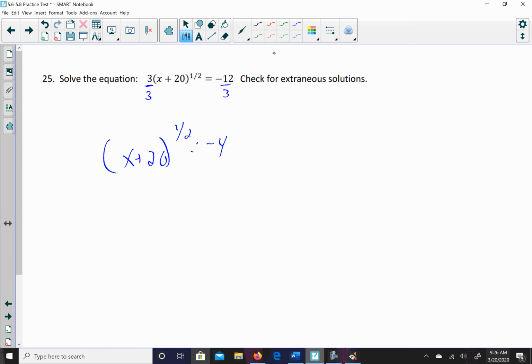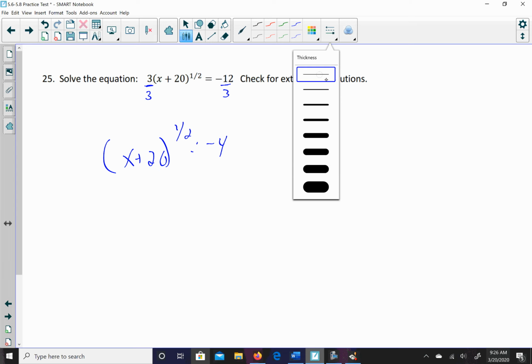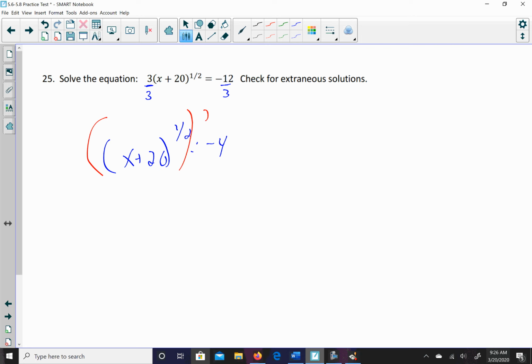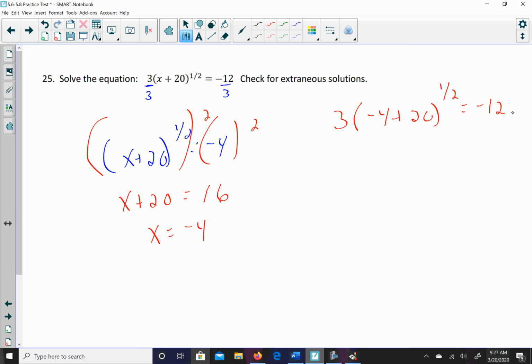I'd square both sides. And when I do that, I'm going to have x plus 20 is equal to 16. So x is equal to -4. When I put that in, I'm going to have 3 times the quantity of -4 plus 20, raised to 1/2 power, is equal to -12.